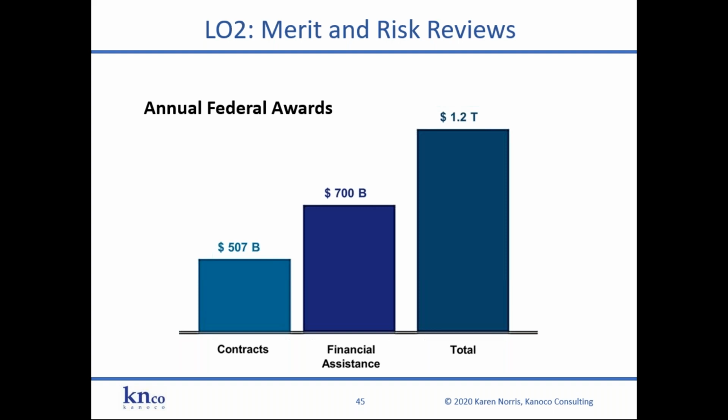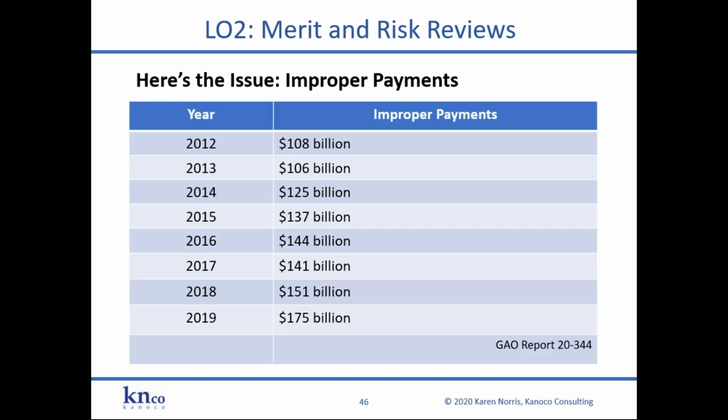Federal funding is given out to non-federal entities to provide stewardship over the funds. So let's just concentrate on that $700 billion figure. Here's the flip side of the coin. Of that $700 billion, look at this unfortunate, unhappy list. Look at all the improper payments. And last year, of the 700 billion that was given out, 175 billion was improperly paid.